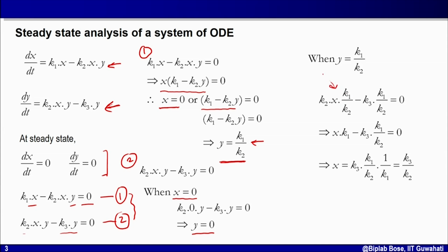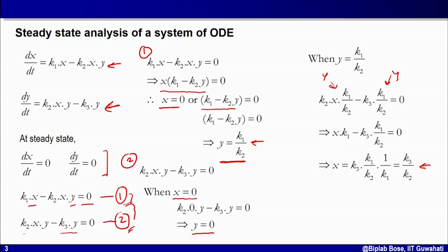This is nothing but y minus k3 into y, that is k1 by k2 is equal to 0. We have only x, so we separate out x, take x on the left hand side of the equation and the rest of the thing, the constant, the parameter, on the other side, and we get x equal to k3 by k2. So what we have got? We have two equations 1 and 2 which we obtained by making the derivative equal to 0 for both the dependent variables, and we have solved them simultaneously. So we got two solutions.